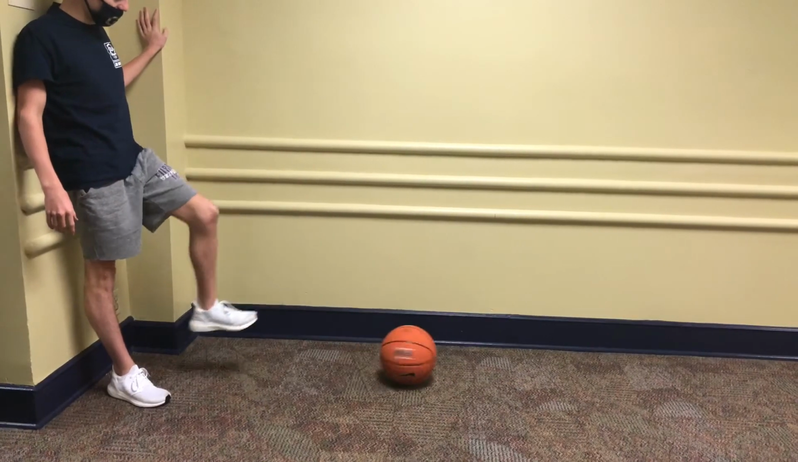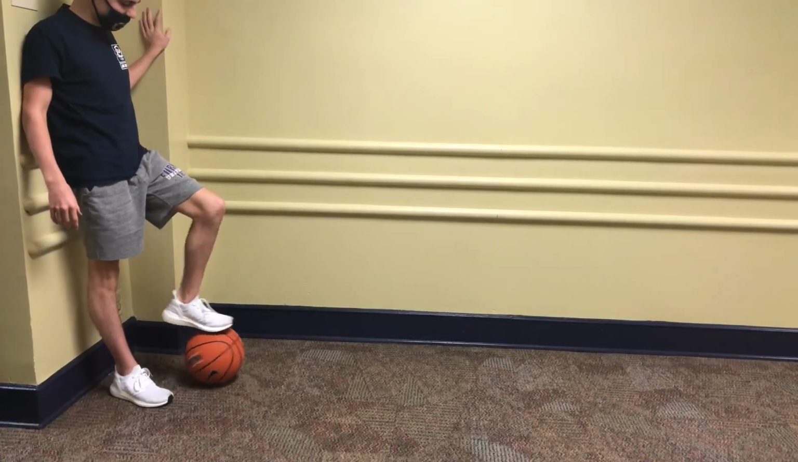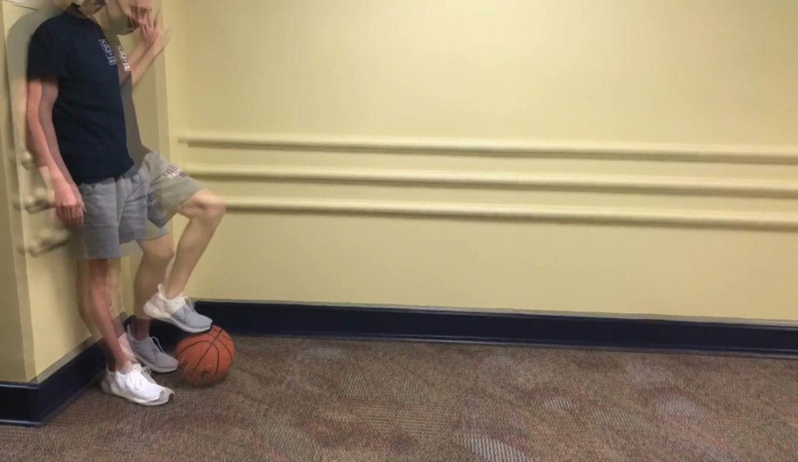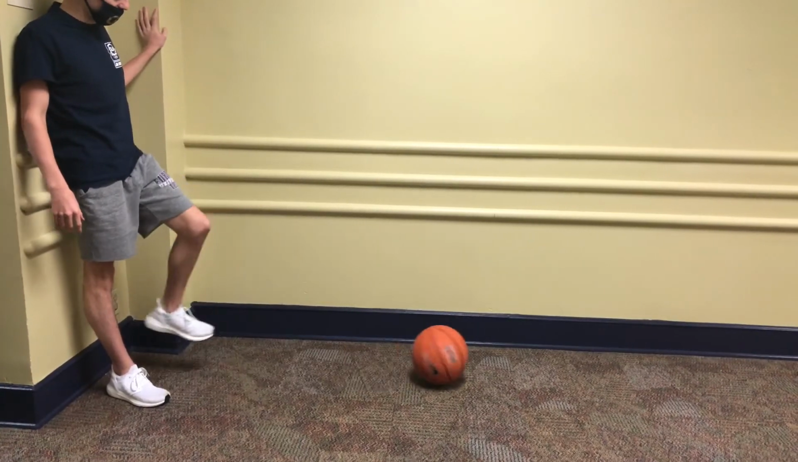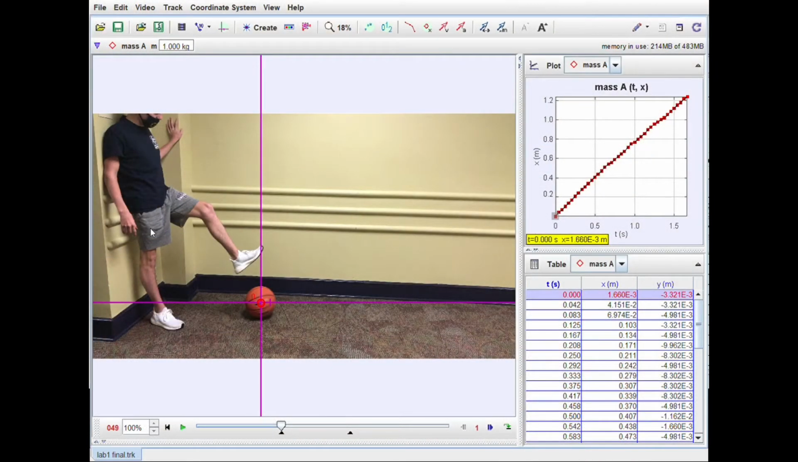For my lab, I filmed a standard-sized basketball, which has a diameter of 23 centimeters and a mass of 566.99 grams, rolling across the ground like so. I then loaded the video into Tracker and tracked the motion.